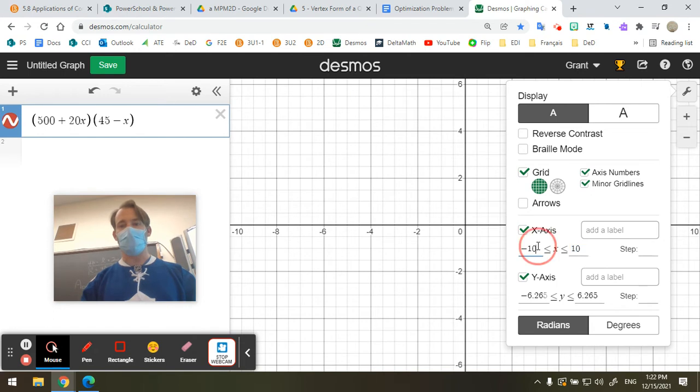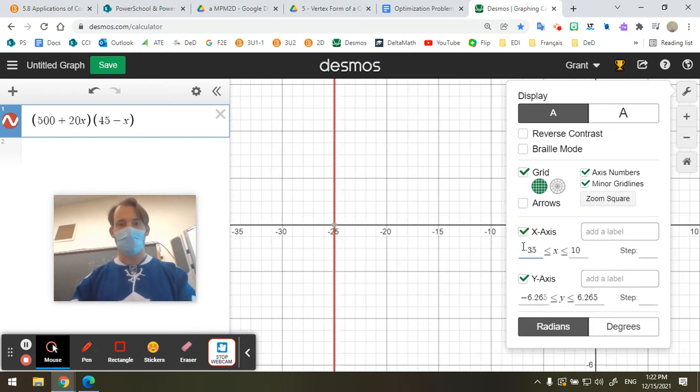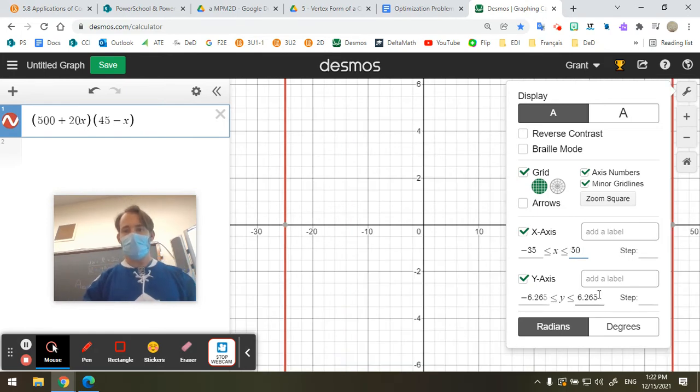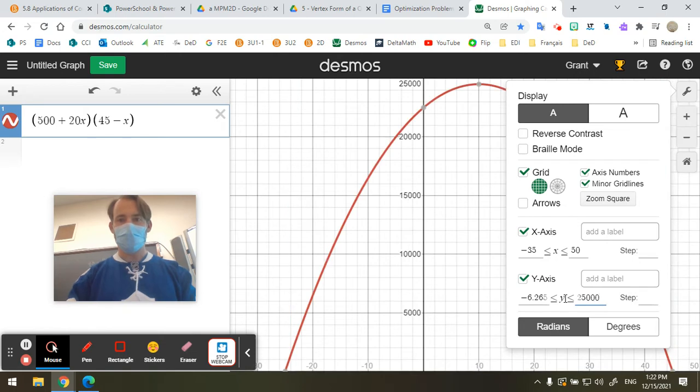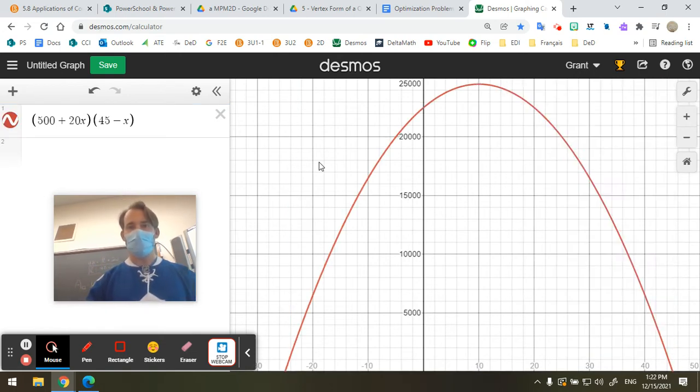I want to see values of x that go to, say, negative 35. And we'll also look at values of x up to 50. Okay? And then we want to see values of y up to about 25,000. There we go. Okay, so now I changed the scale so that I can see this.